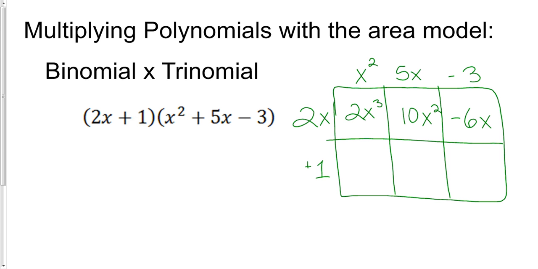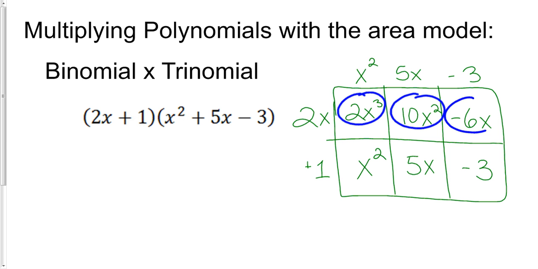Dropping down to the second row, 1 times x squared is simply x squared. 1 times 5x is simply 5x. And 1 times negative 3 is simply negative 3. So just like the previous two examples, what we have inside is our answer. So once again, we have 6 terms here.